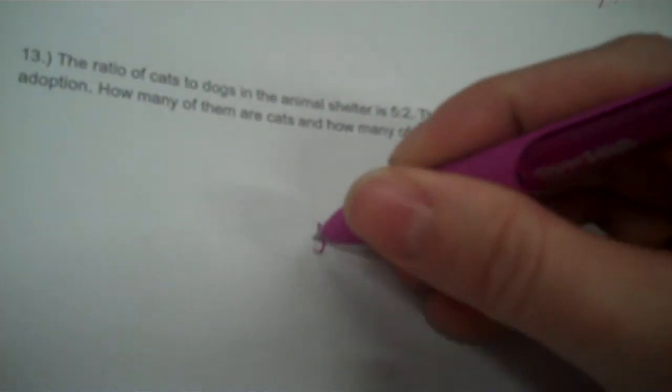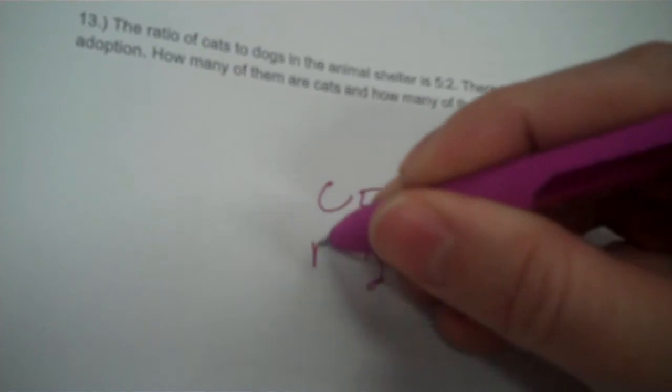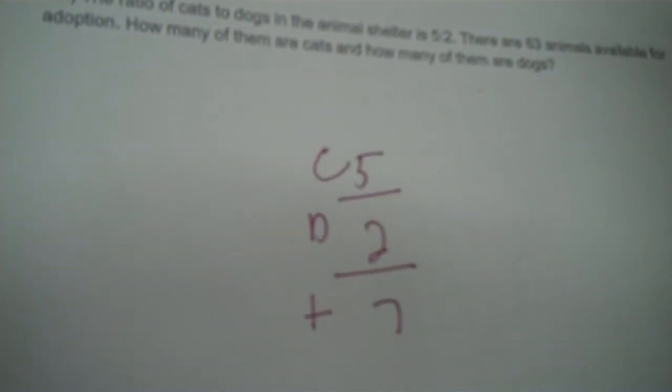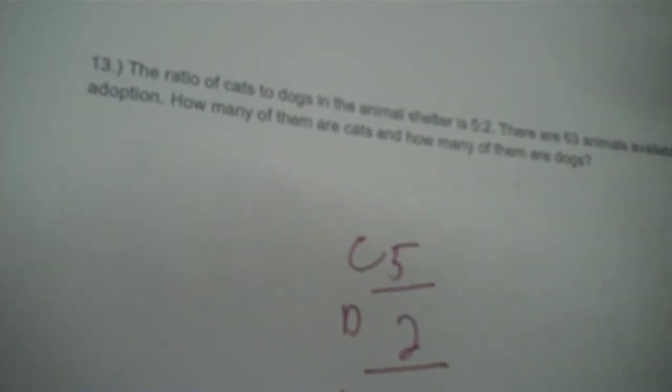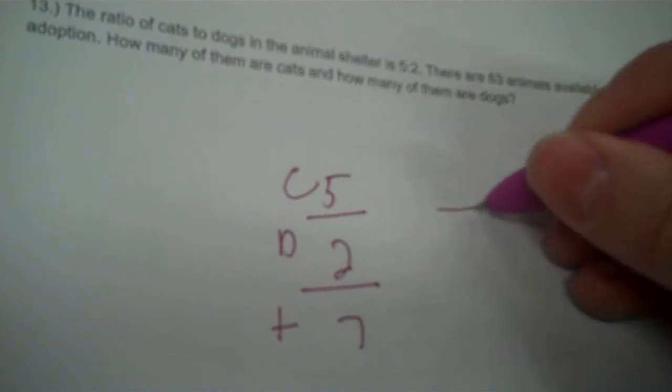Okay, number 13, last problem. This one goes quick if you know what to do. The ratio of cats to dogs in the animal shelter is 5 to 2. So 5 is your cats, 2 is your dogs, and then 7 is your total. Okay, T for total. There are 63 animals available for adoption. How many of them are cats? How many of them are dogs?